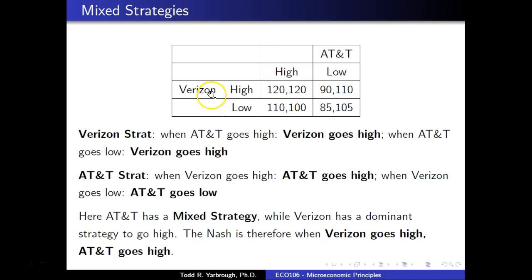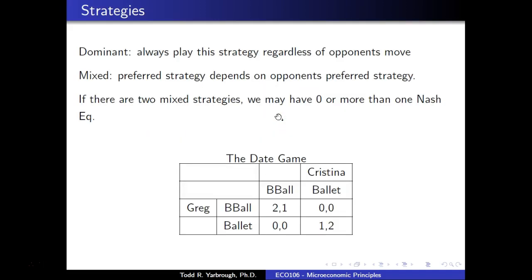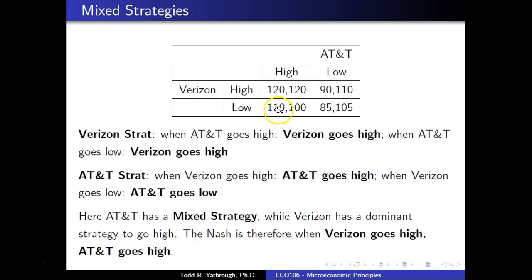Let's first look at Verizon. We see that when AT&T picks high, that's in these two quadrants. Verizon picks high and gets 120, picks low and gets 110. Again, these are profits. And so Verizon wants to pick high when AT&T picks high. Now, when AT&T picks low, we see that the answer is the same. Verizon would prefer to pick high. 90 is greater than 85.